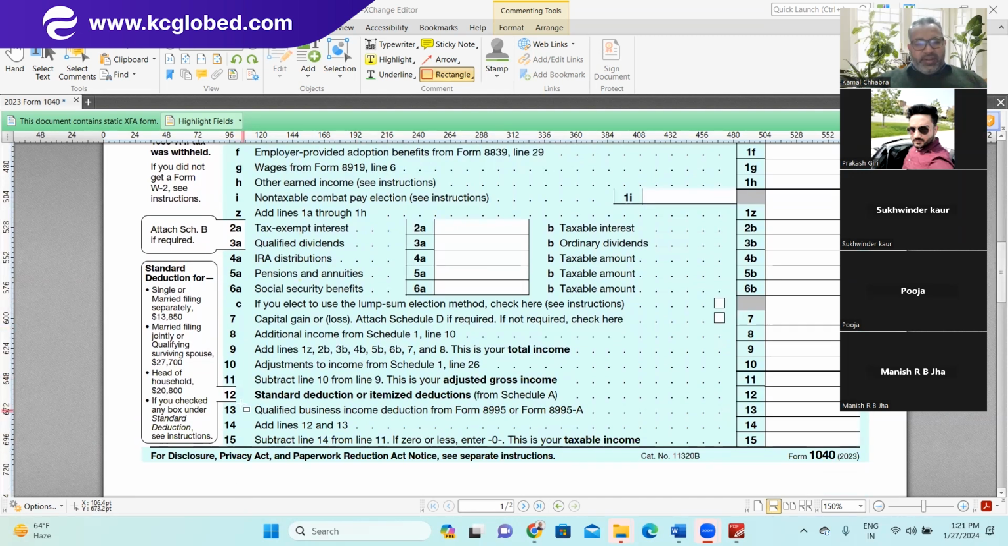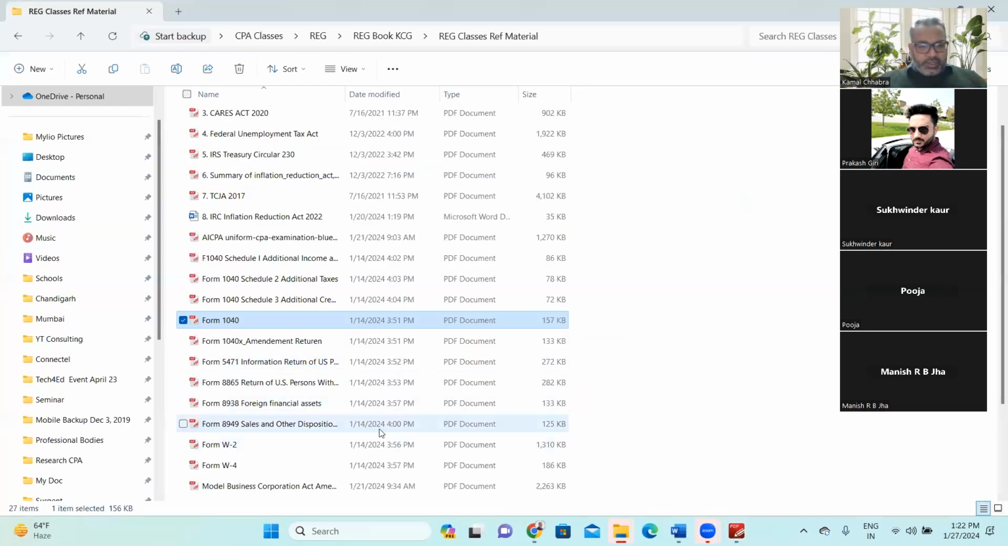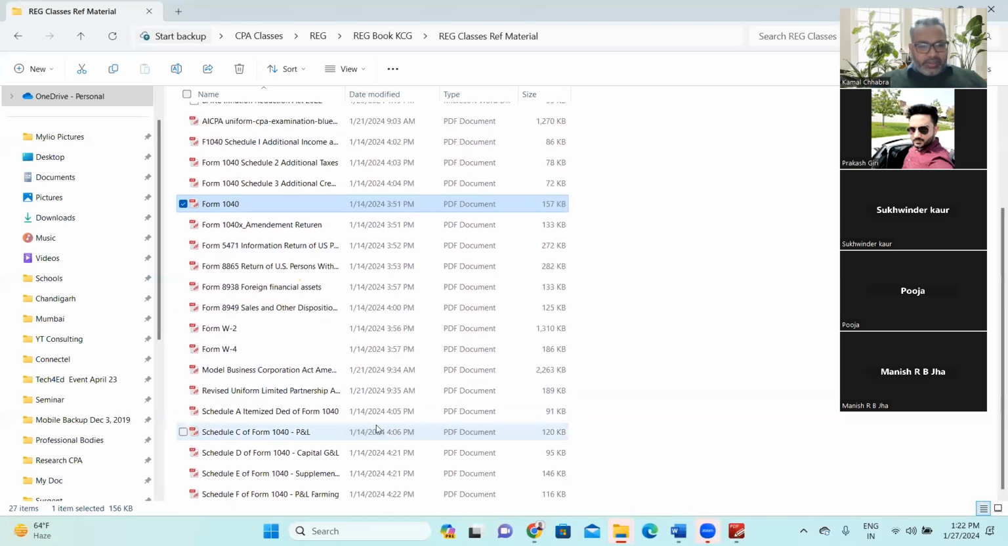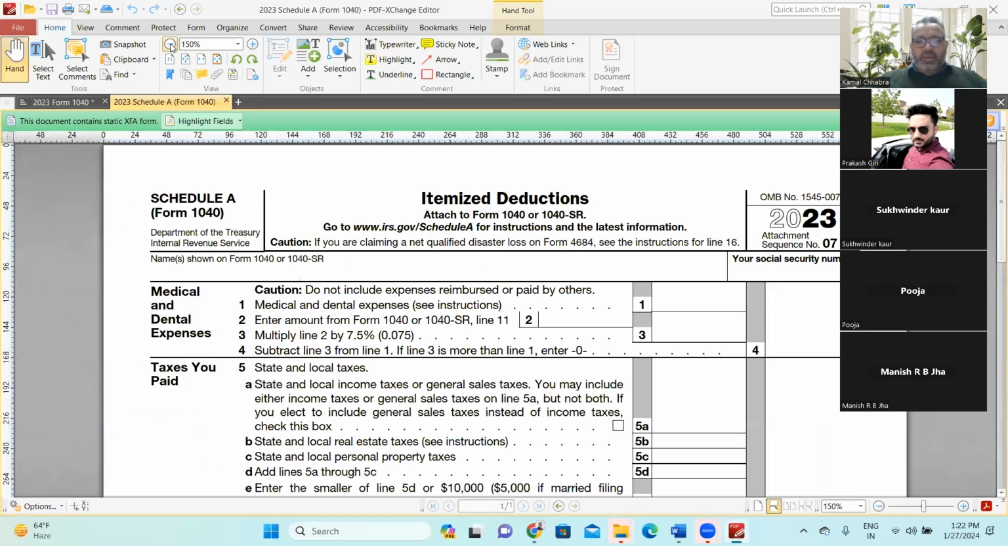And then after that, in line 12 is the standard deduction or itemized deduction, right? For that, if you see, they have mentioned details are in Schedule A, right? 1040 is the form, and wherever additional information is required, there are specific schedules. So for itemized deduction, they are saying Schedule A. Schedule A will look like this. I'll be sharing all these forms, along with the respective schedules, for your ready reference.